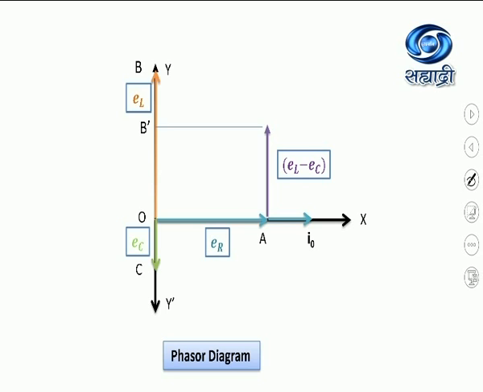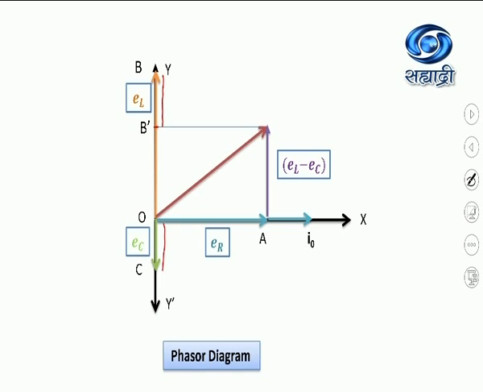Here one care is to be taken while drawing the diagram: EMF across the inductor is represented by OB, EMF across the capacitor is represented by OC. So whatever is the length of this vector OC, that we have to subtract from the upper part, and wherever it comes, that will be the difference EL minus EC. So here OB dash represents EL minus EC.